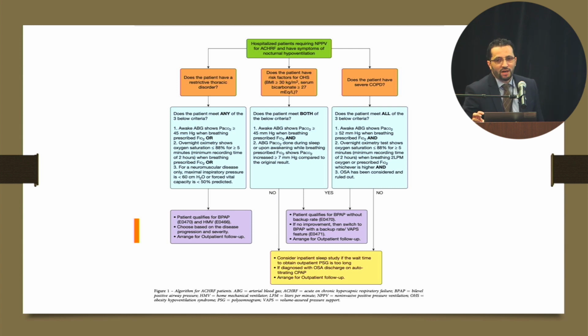For those patients at risk for obesity hypoventilation syndrome, they have a high BMI and a high venous bicarb. These patients qualify for PAP or a machine if they have a wake ABG showing PCO2 of more than 45 millimeters of mercury, with regular breathing, either room air or whatever oxygen you provide them, and you need to prove that they have hypoventilation during sleep. With the ABG, either you wake them up and do an ABG, or early in the morning, and they see that they're hypoventilating during sleep.